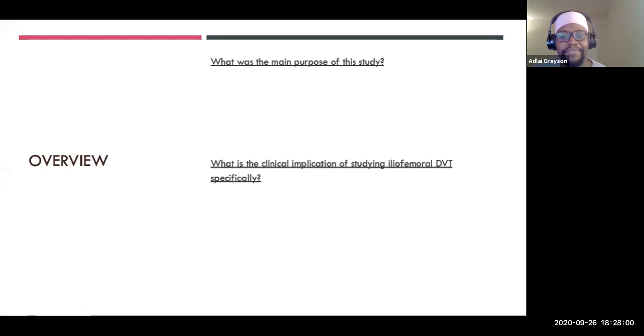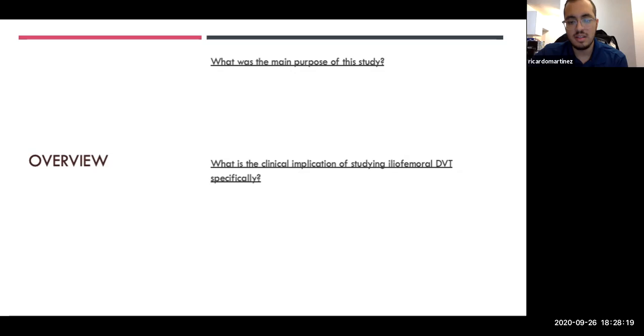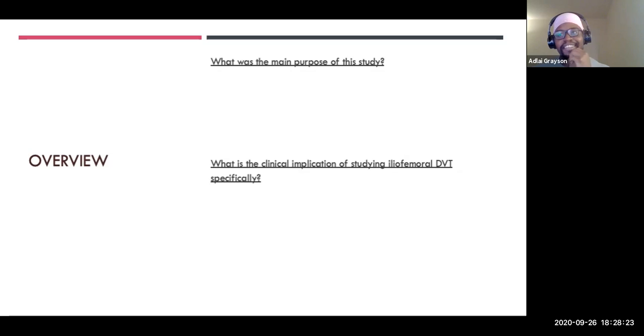I don't think I went through this one, but was this the one that focused on iliofemoral DVTs because they noticed there was a difference between iliofemoral versus popliteal femoral, so they wanted to focus on seeing if there was some benefit with this therapy? Yeah. I'm not sure. I don't remember if there was a difference, if they found anything. I don't remember them doing so.